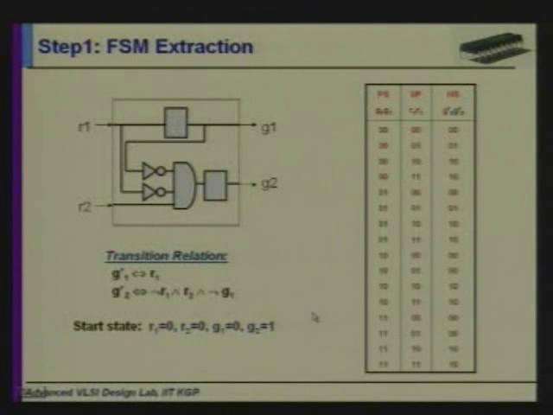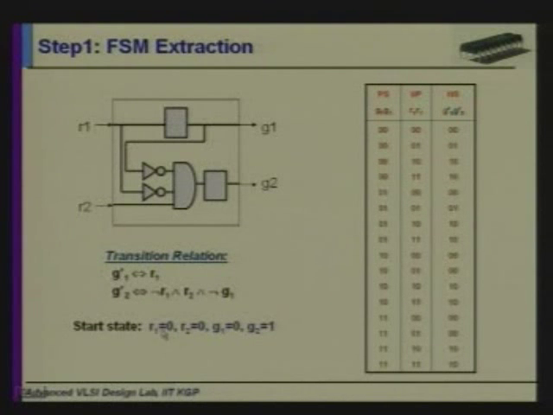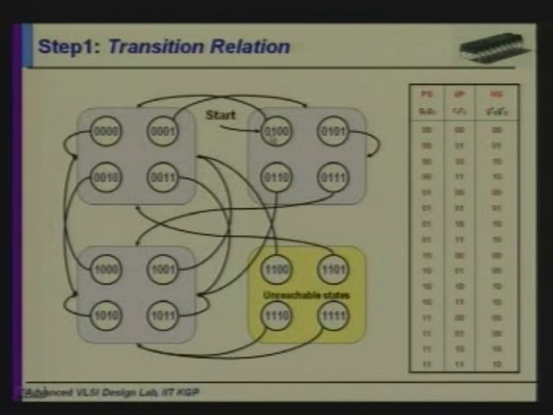Now these are the starting states. So we can have a table like this. This is the present state, this is the input, this is the next state. So the entire table we can enumerate. Then this is the Kripke structure as we have shown in the paper. So here this will be the start state 0 0 0 1. So this is the start state, from where it can make a transition to any of these 4 states.